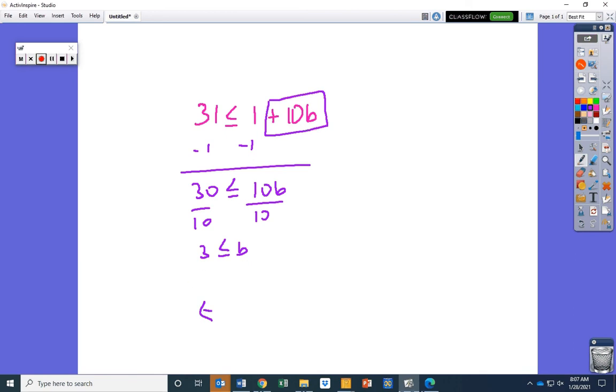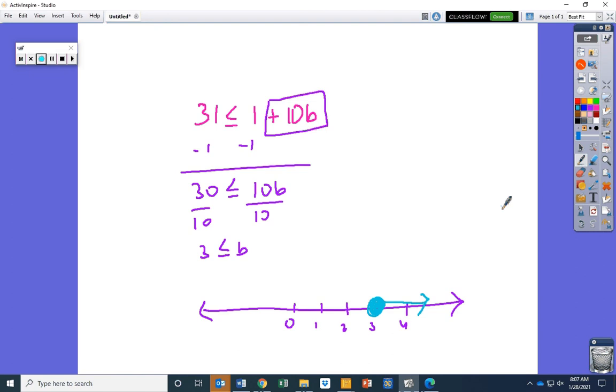Now when I graph this, okay, I'm going to go to b, I'm going to go to 3, and what kind of circle am I going to put here? Closed circle. Now, this time, I have to think about this, don't I? Because my variable is not listed first. So what does this tell me? That b has to be greater than or equal to 3. Well, if I went this way, which is the way the inequality is pointing, is that greater than or equal to 3? No. So which way should I go? That way. Okay. Does that make sense?